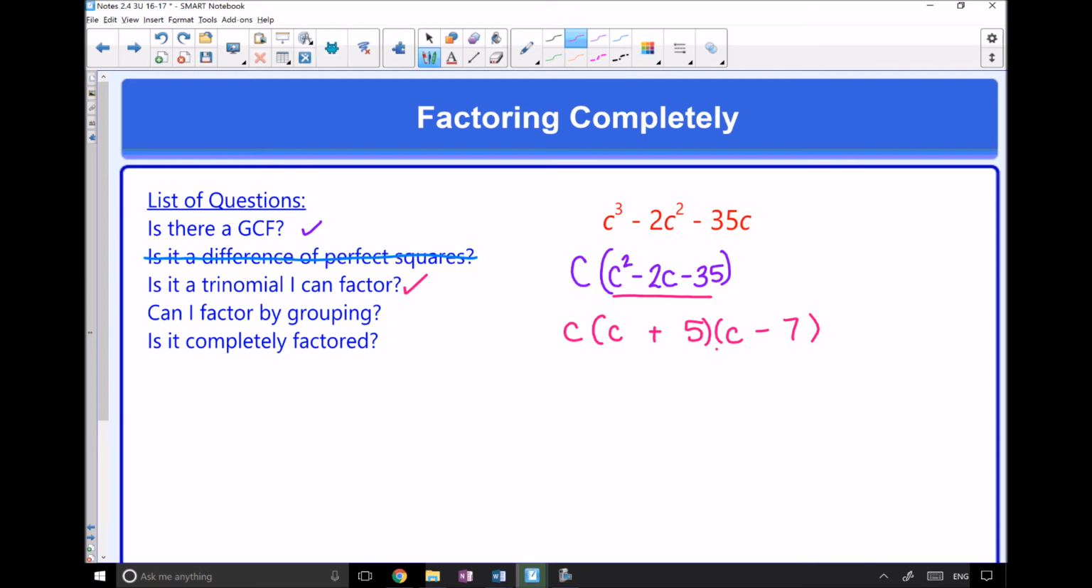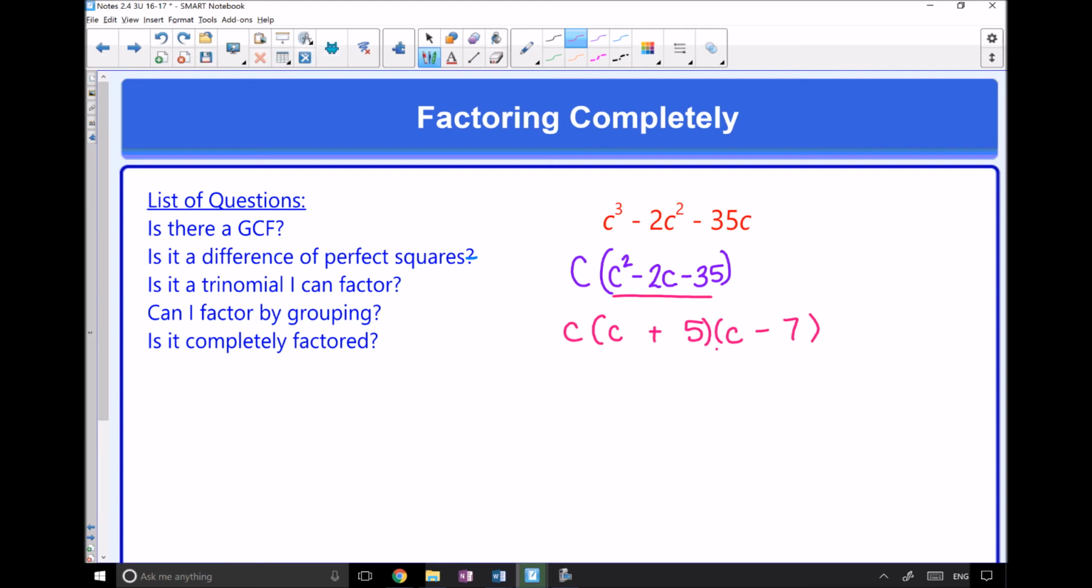Then I'm going to see if I can factor by grouping. Well, looking right here at the c, there's nothing that I can factor by grouping here. C plus 5 doesn't look like I can do that either, and c minus 7 doesn't look like I can do that either. So I can't factor by grouping, so I'm done with that piece. Now I'm going to ask myself, is it completely factored? If it was completely factored, I should be able to go through this list again and have no as my answer to all of them.